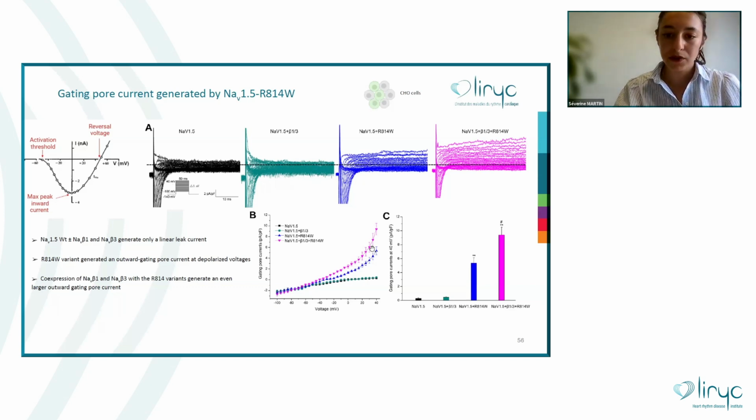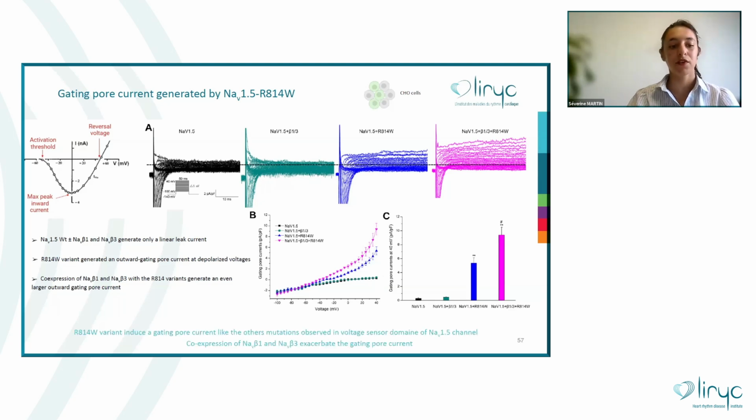So gating pore currents are plotted here as a function of the voltage, and here at a specific voltage, at 40 millivolts. As you can see, for the wild-type channel with or without beta1 and beta3 subunits, there is only a linear leak current. And this is normal, it's physiologic, but the variant channel causes an even larger outward gating current. And when we add the two subunits beta1 and beta3, this current increases even more, as you can see at 40 millivolts.